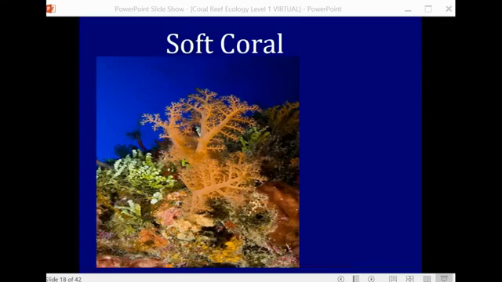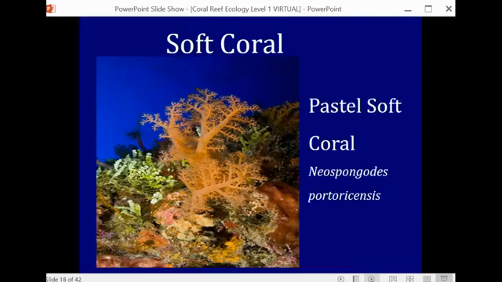And our third type of coral is soft coral. Now we do have soft corals here in the Florida Keys, but they're really deep. So you'd have to be like an amazing free diver in order to spot any of the soft corals that we have here.